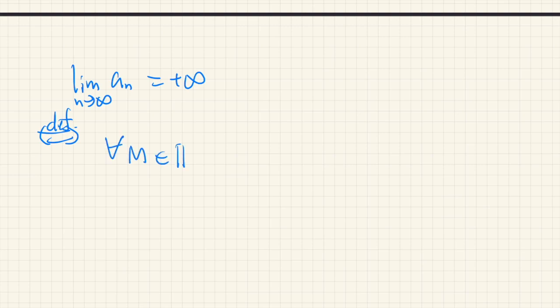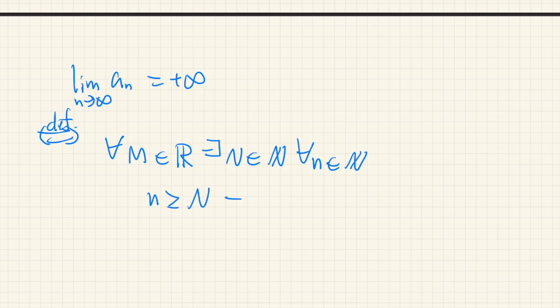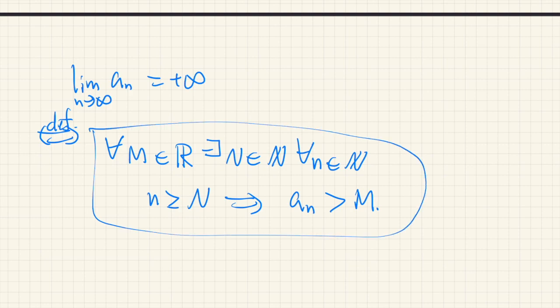Finally, let's define the divergence to positive or negative infinity. We say a sequence diverges to positive infinity if and only if the following condition is satisfied. That is, for any real number m, there exists some natural number capital N such that for all natural numbers n, if lowercase n is greater than uppercase N, then a_n is greater than m. This is what we mean by diverges to positive infinity.